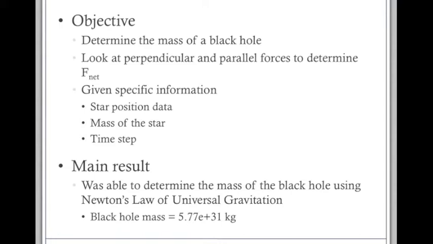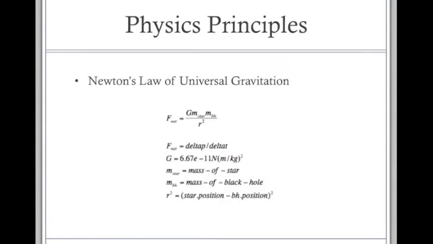Using VIdle and Newton's law of universal gravitation, I was able to determine that the average mass of a black hole was 5.77 times 10 to the 31st kilograms. The key physics principle that was used in the lab was Newton's law of universal gravitation. This law states that there is an attractive force between two objects that's proportional to the mass of the two objects and is inversely proportional to the distance between the two objects squared.